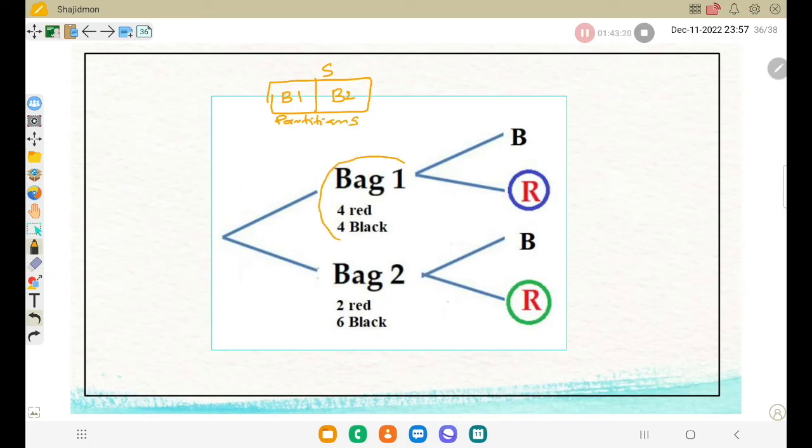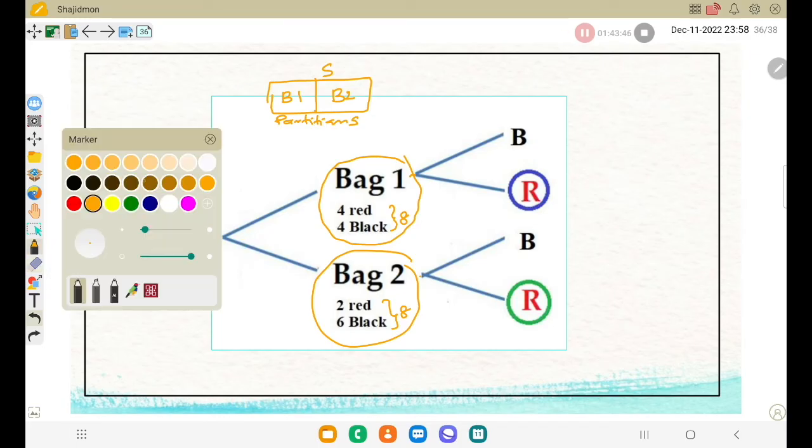Bag number 1, how many balls? 4 red, 4 black, totally 8 balls. Bag number 2, how many balls are there? 2 red, 6 black, 8 balls, correct? Both bags have 8 balls. Bag number 1 has black and red balls, and bag number 2 also has black balls and red balls, correct? This is the tree diagram representing that question.